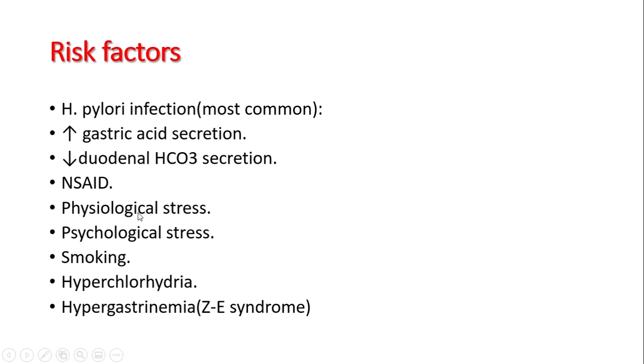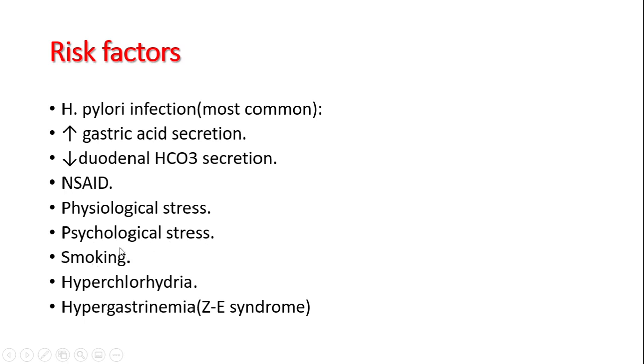So Curling ulcer occurs in excessive burns, major trauma and major surgery. This is physiological stress. Whereas psychological stress is also a type that results from excessive vagal stimulation and sympathetic stimulation, resulting in excessive acid secretion and peptic ulcer digestion, hyperacidity.